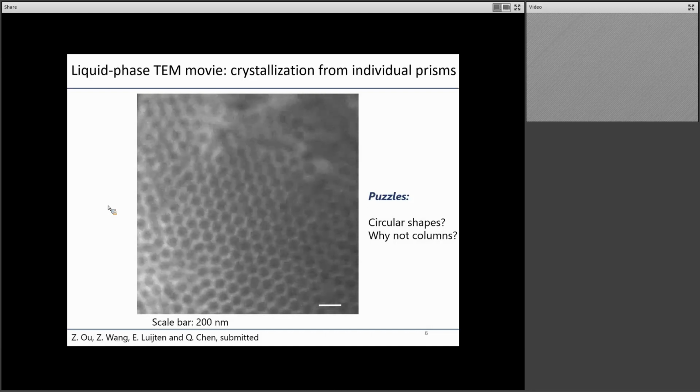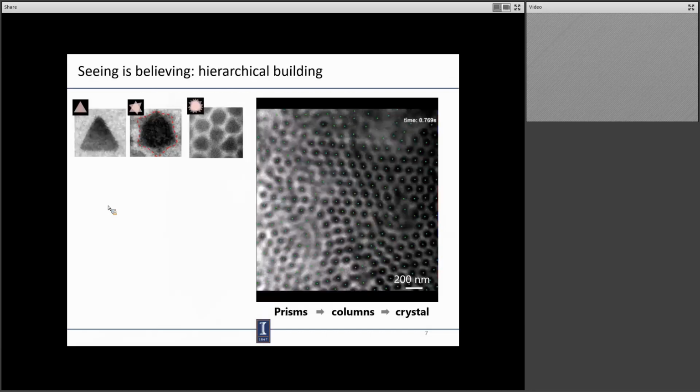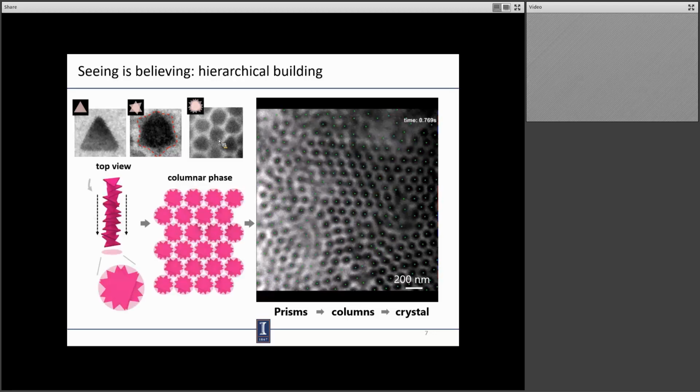But fortunately, liquid phase TEM allows direct imaging, so we were able to see traces of first individual prisms sitting flat on the substrate, and then another prism flying in and stacking onto the original prism not perfectly in registry. And this misalignment can add up so that we start to see more and more circularly shaped projections in TEM. This is when we realized we're not really looking at individual prisms now. We're looking at a 3D lattice. As you can see in this schematic, individual prisms first pack face to face into columns, and then the columns assemble further into a hexagonal lattice.